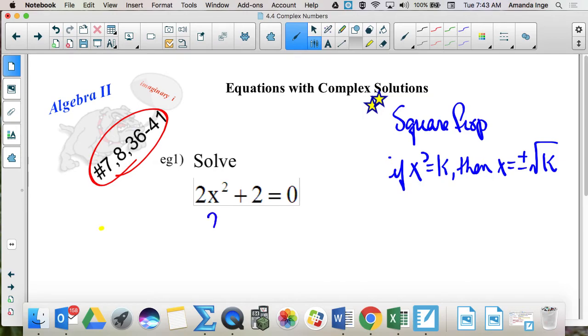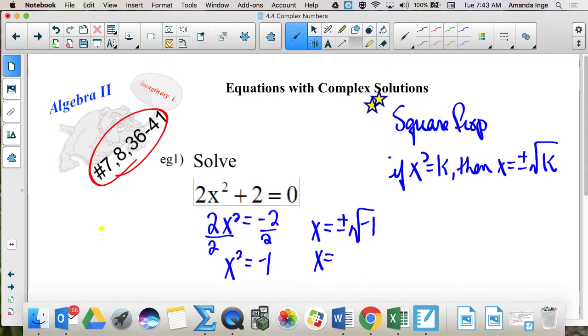Now to solve this, you want to subtract 2 from both sides, and you want to divide by 2 and get x squared is equal to negative 1. Then you want to take the square root of both sides, so it's plus or minus the square root of negative 1. So in this case, x is equal to plus or minus i. Don't forget that i is equal to the square root of negative 1, that i squared is equal to negative 1, that i cubed is equal to negative i, and i to the fourth is equal to 1.